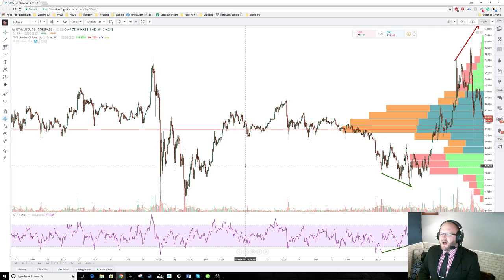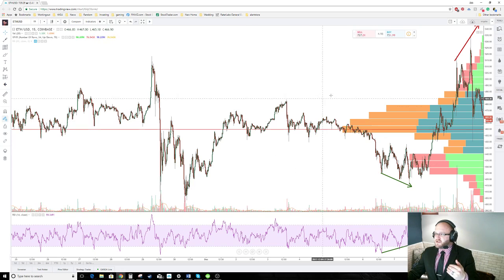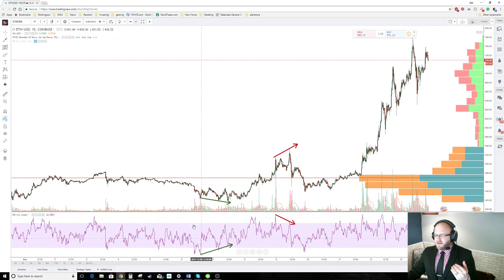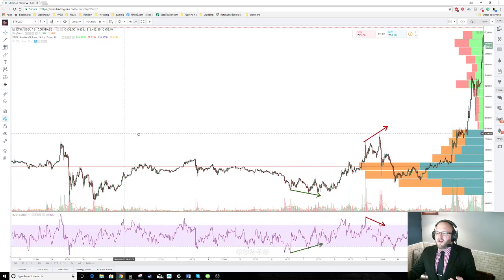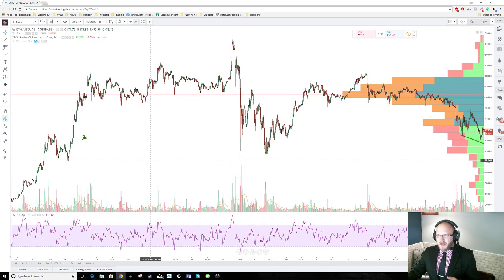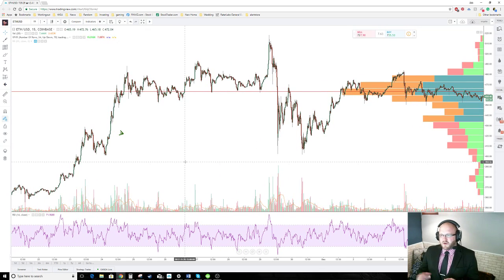My bad. Hidden divergence means that a trend is going to continue. So where you saw regular divergence, a regular bullish divergence means that price is going to stop going down and reverse up, and a regular bearish divergence means that price is going to stop going up and start to go down. Hidden divergence, that means that the price is going to continue.